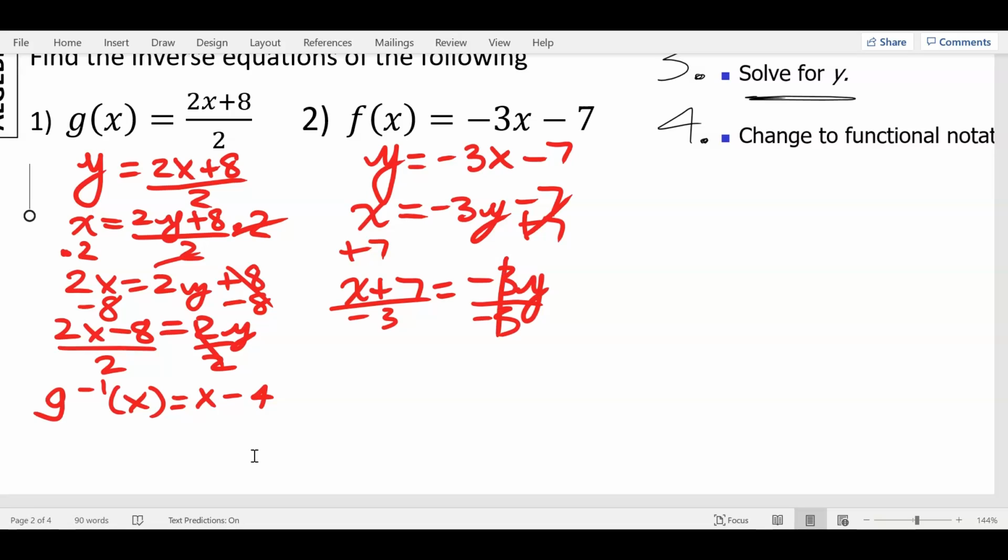Now, we have done all we need to do. Step 4 is what? If you had your notes out in front of you, you know what I'm saying? Back to inverse notation. Now, is it g of x or f of x? F inverse x equals x plus 7 over -3.